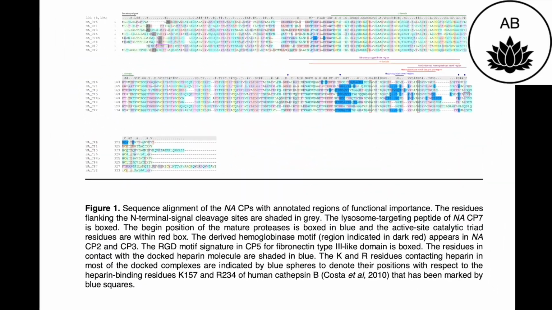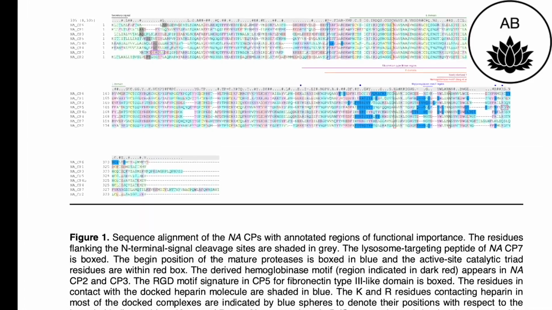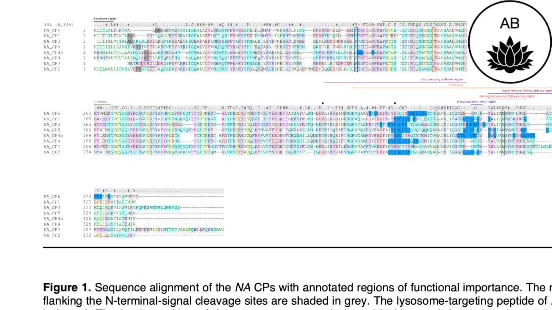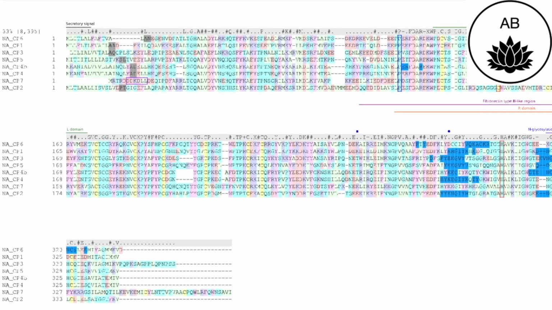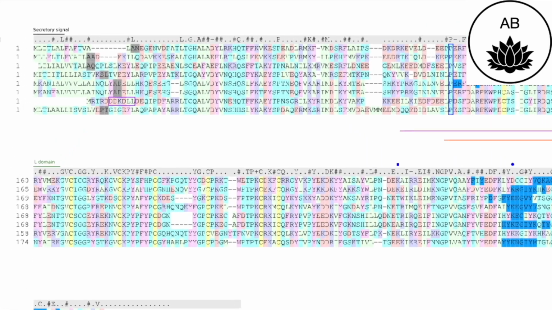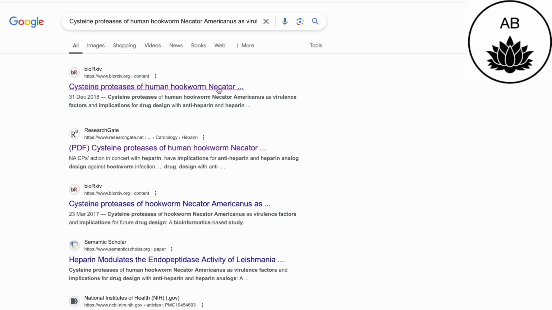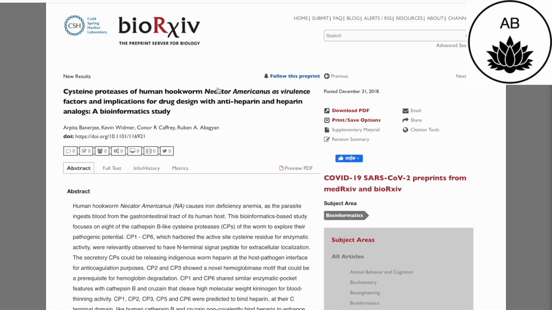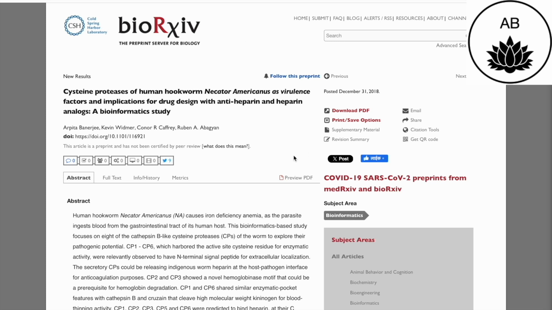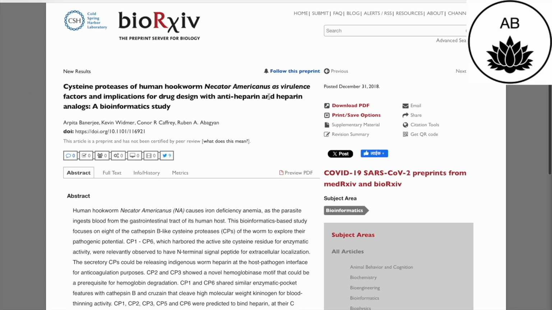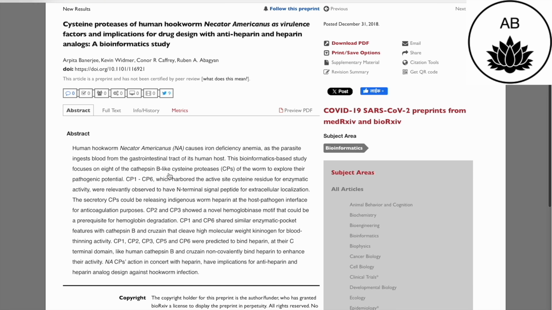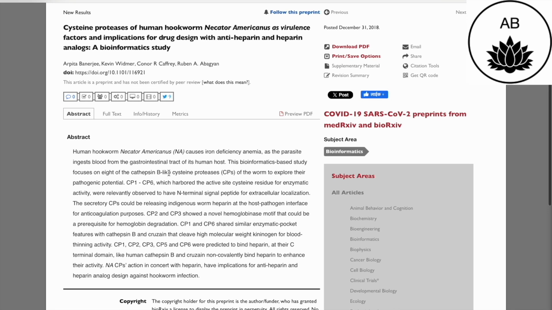This is the sequence alignment of the cysteine protease proteins in Necator americanus, which is hookworm. And now I'll show you some regions and illustrate localization change. This alignment comes from a piece of work deposited in bioRxiv. The title of the work is Cysteine Proteases of Human Hookworm, Necator americanus as Virulence Factors and Implications for Drug Design with Antiheparin and Heparin Analogs, a bioinformatics study. So this is the piece of work, and on the right hand there's a link for downloading the PDF file.